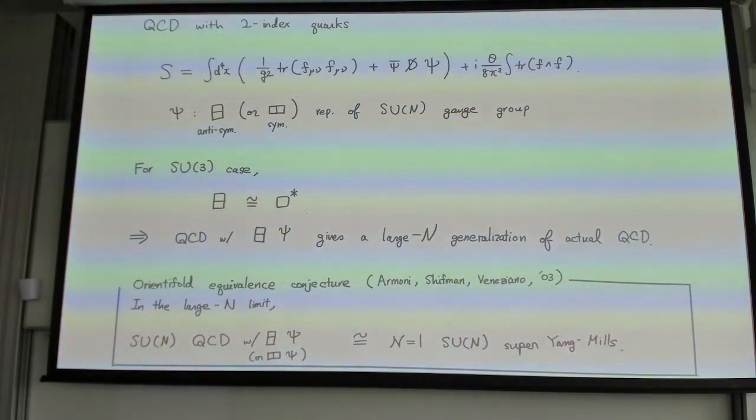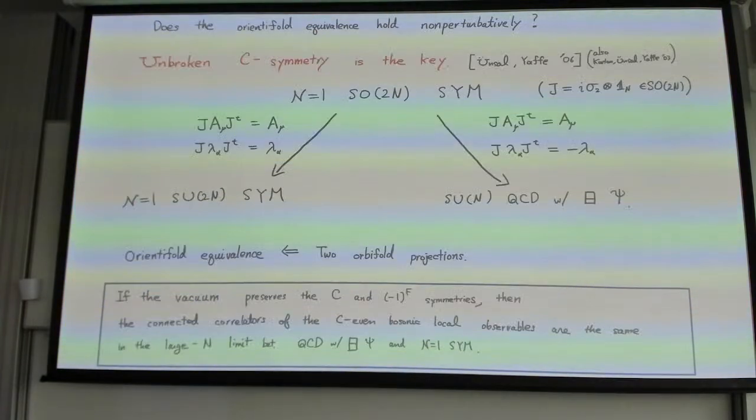But the question is whether this orientifold equivalence conjecture is actually true or not. Especially, they gave a nice proof for the perturbative orientifold equivalence, but the question is whether that kind of equivalence holds at a non-perturbative level. So this is an interesting question that I want to ask.